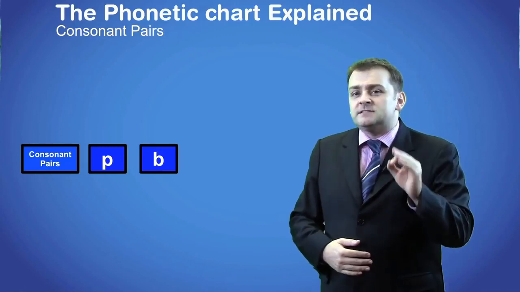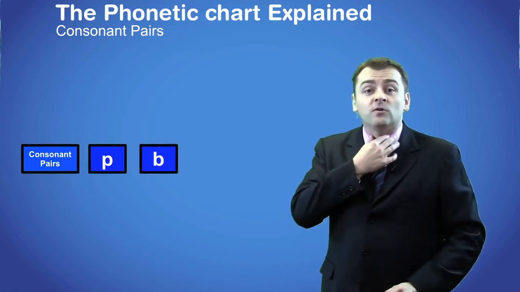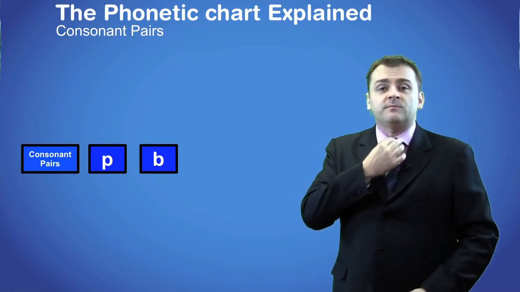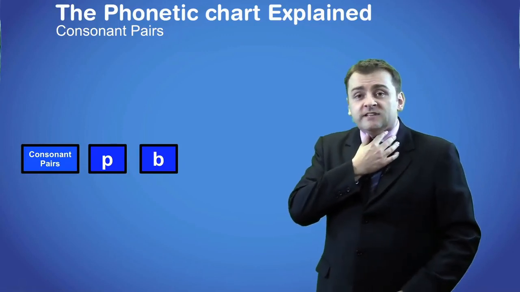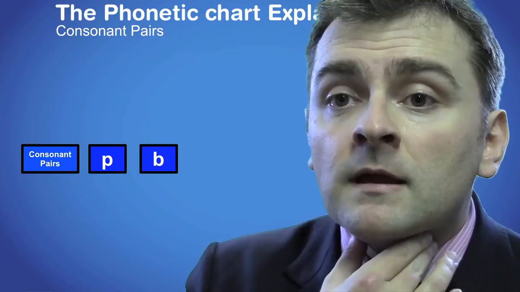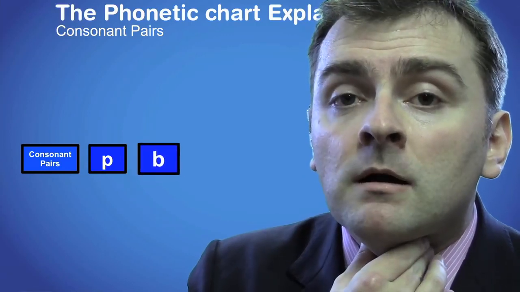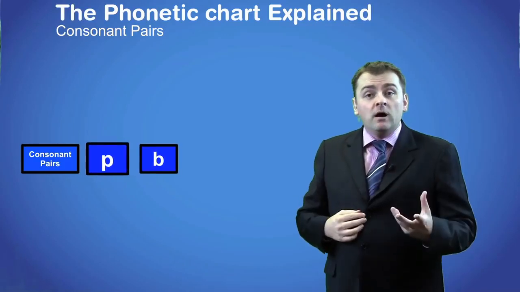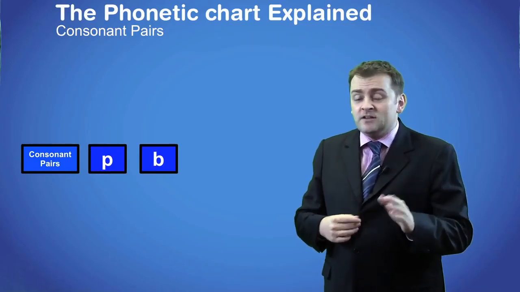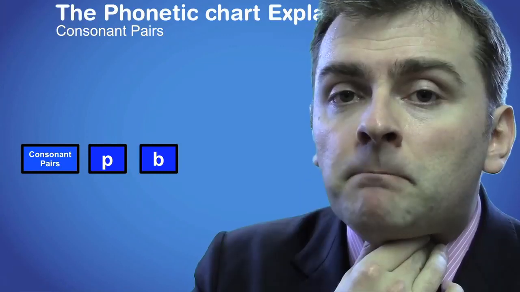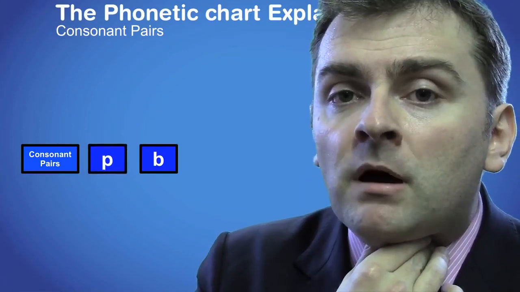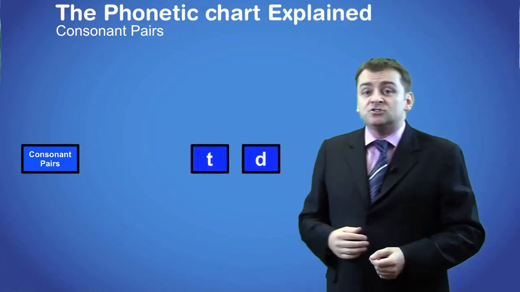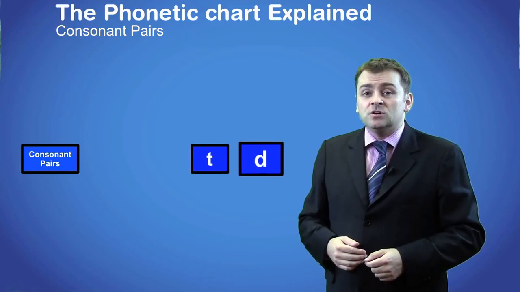The only difference is B is voiced, which means that we use our vocal cords to produce the sound. If you feel your neck when you say the sound, you should feel some vibration. B, b, b. Now if you say p, if you say it correctly, you won't feel that vibration. P, p, p, p. The same is true for the next pair, t and d.